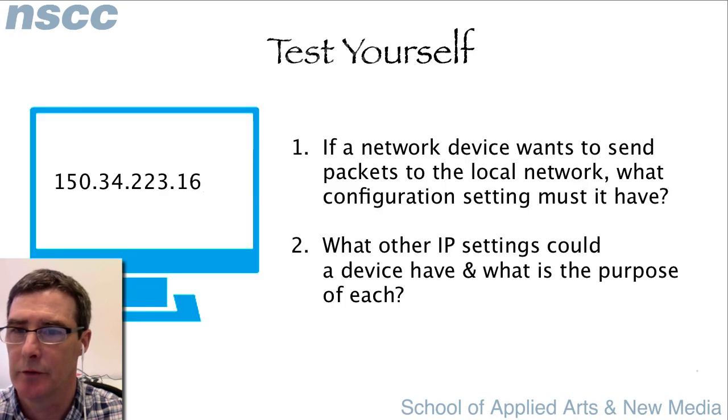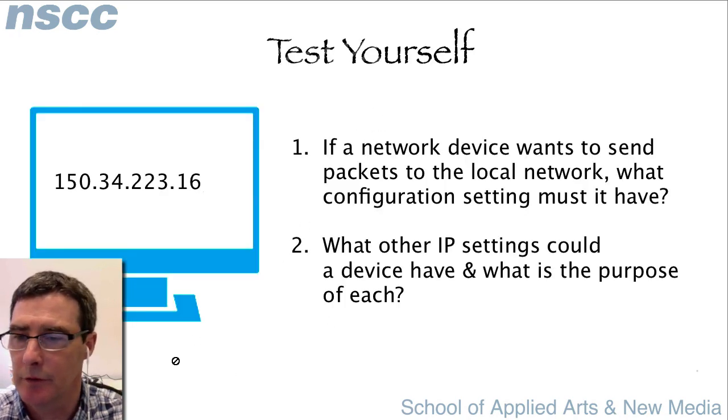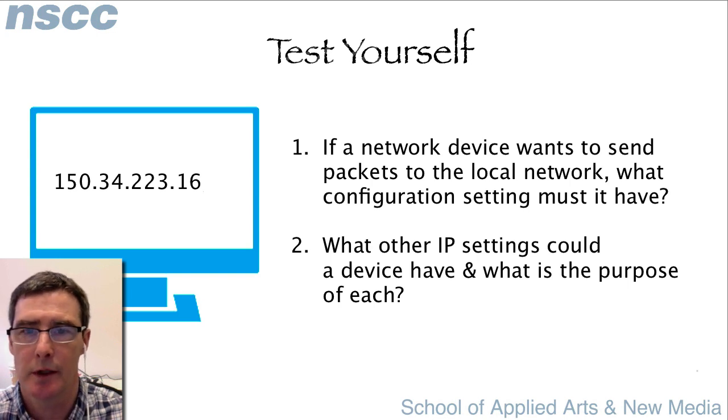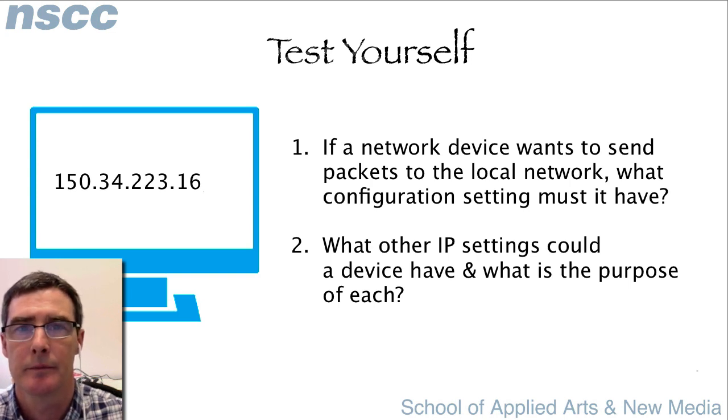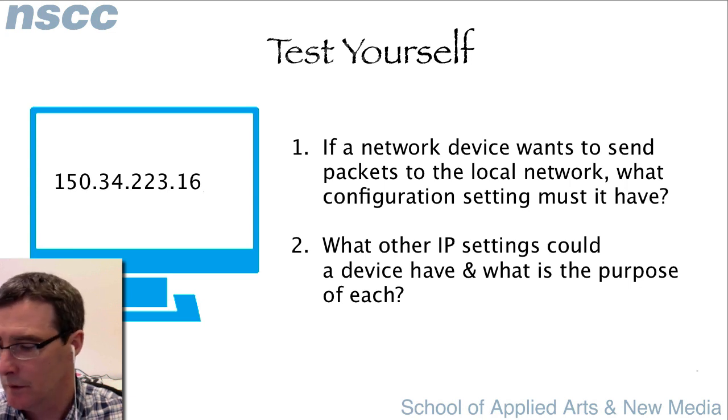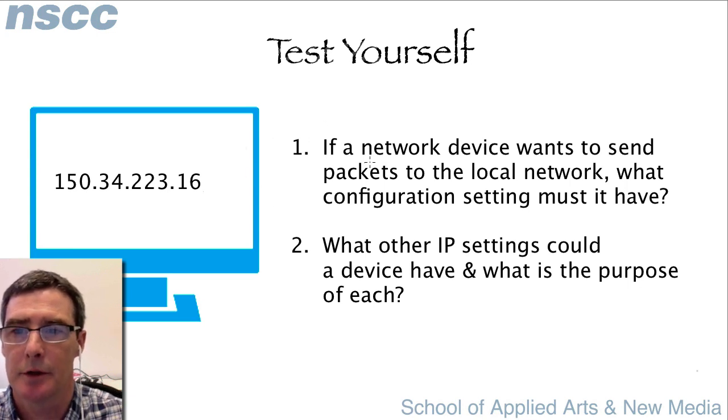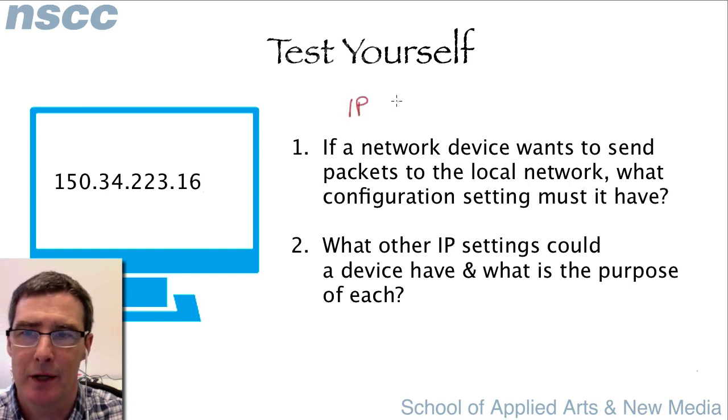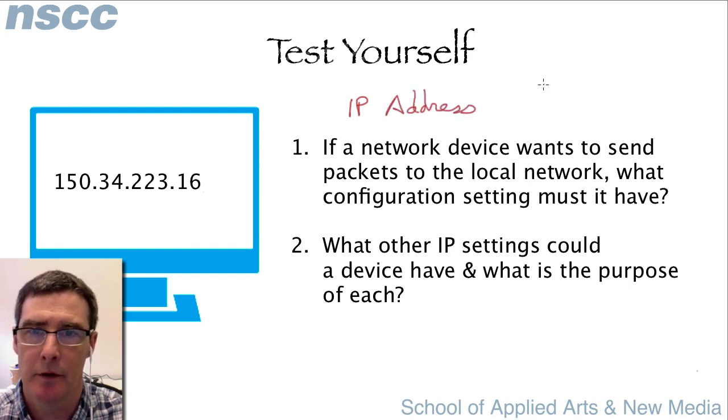Now, just a few questions. See if you can answer these questions. Just pause this video quickly and then we'll discuss it. Okay, so we've paused, let's take a little discussion. If a network device wants to send packets just to the local network, what configuration setting must it have? Well, if you're only interested in a local network, it must have an IP address. And that is a 4-octet number. And we'll look at how this is constructed a little later.